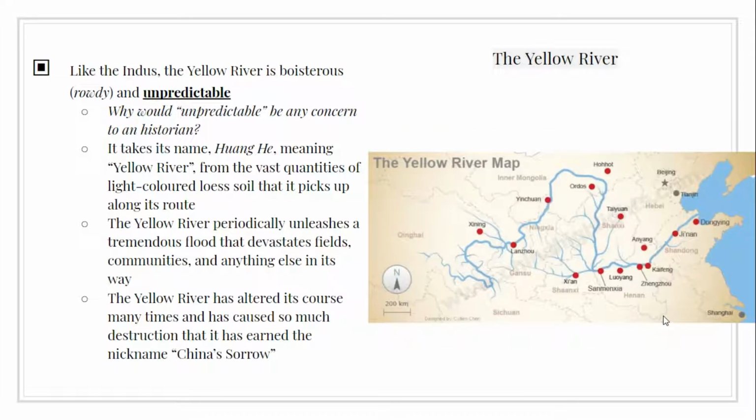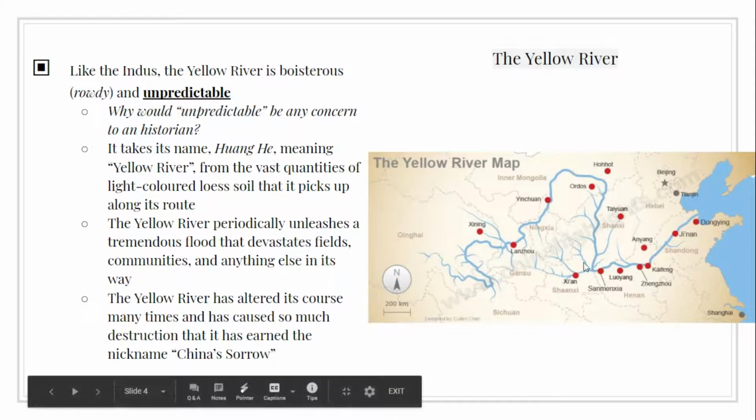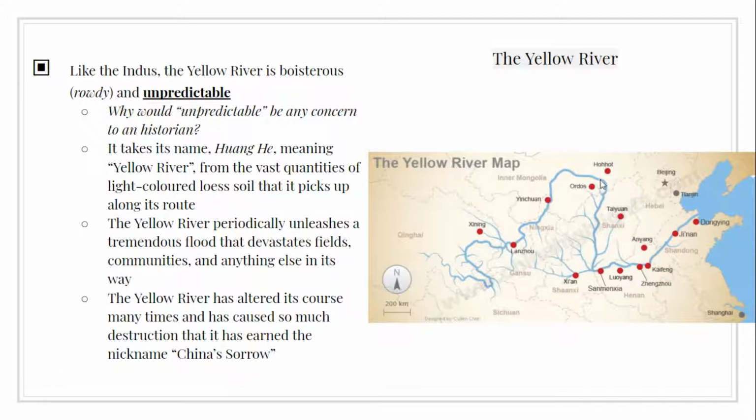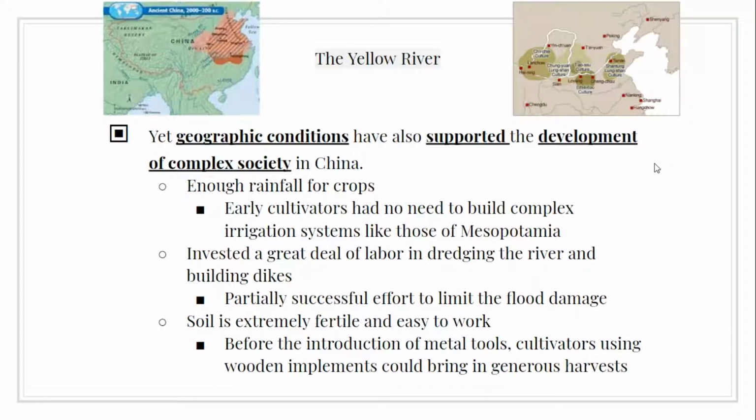The Yellow River has altered its course so many times and has caused so much destruction that it's nicknamed China's Sorrow. And I'm going to go back to our river map right here to show you the thicker line, that's the main route of the Yellow River. And yet you have all these smaller areas showcasing where the Yellow River could also diverge to as well.